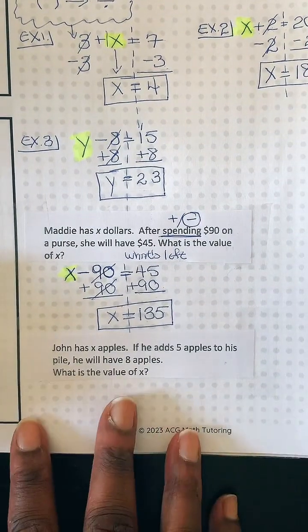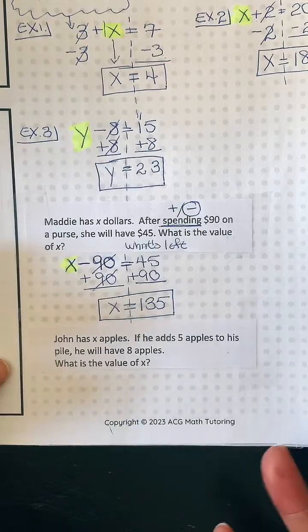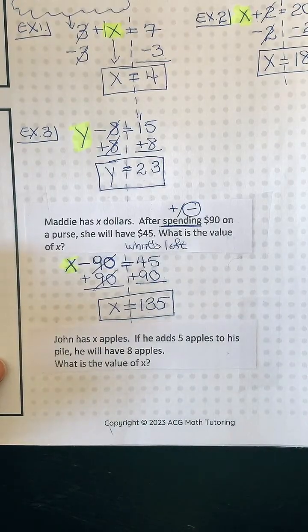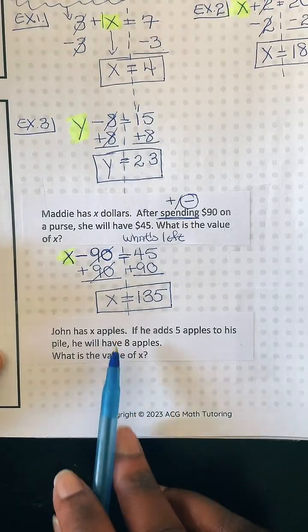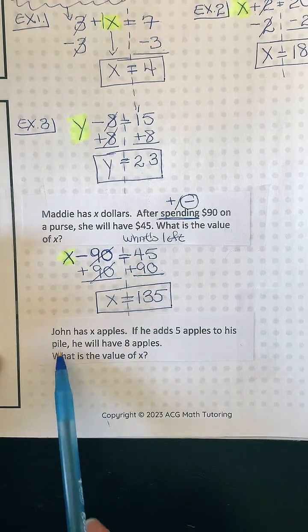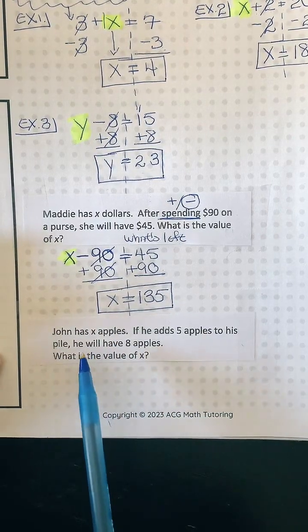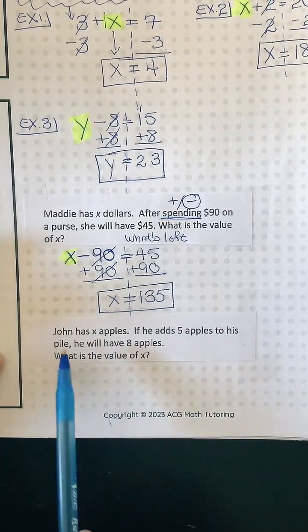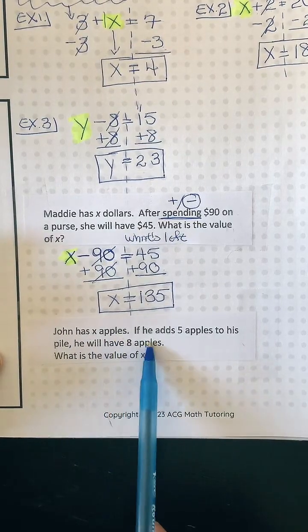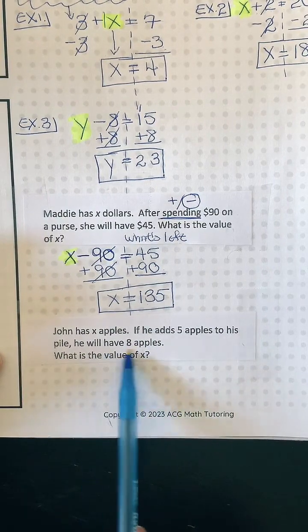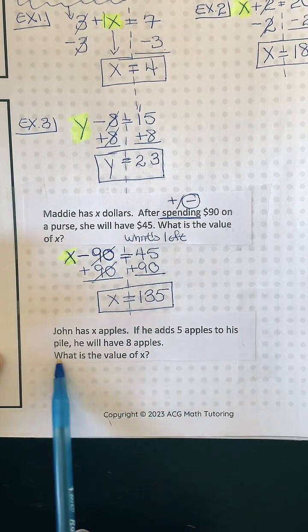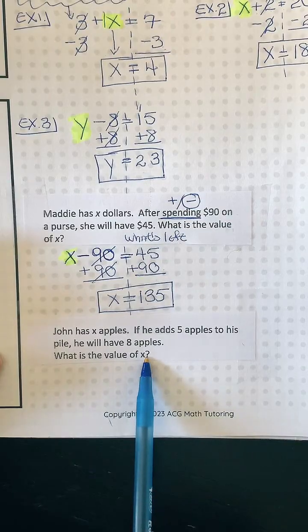All right. So some people like to have a full form, but it's not really necessary. So this time we have, John has X apples. Don't you love math problems that constantly refer to fruit? And then you're like, why does this man need so much fruit? All right. So John has X apples. If he adds 5 apples to his pile, he will have 8 apples. What's the value of X?